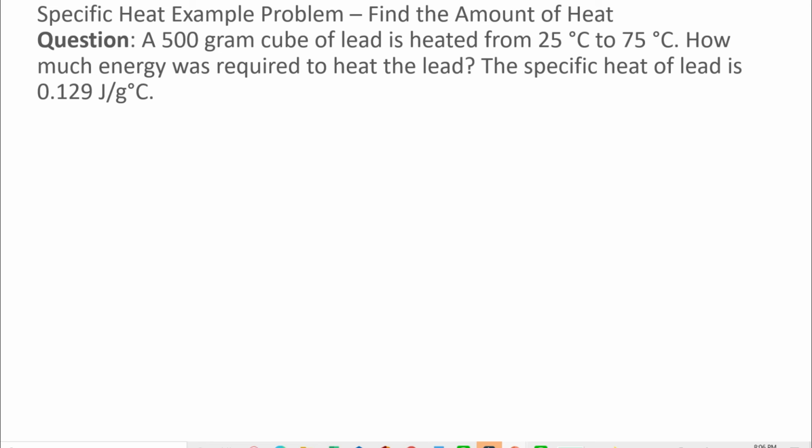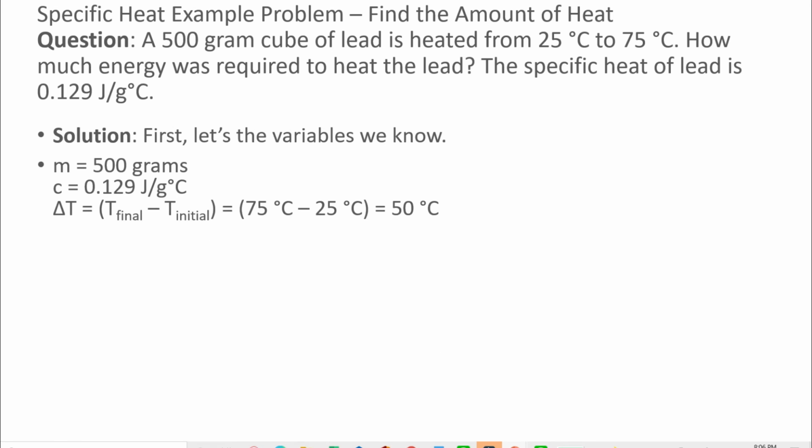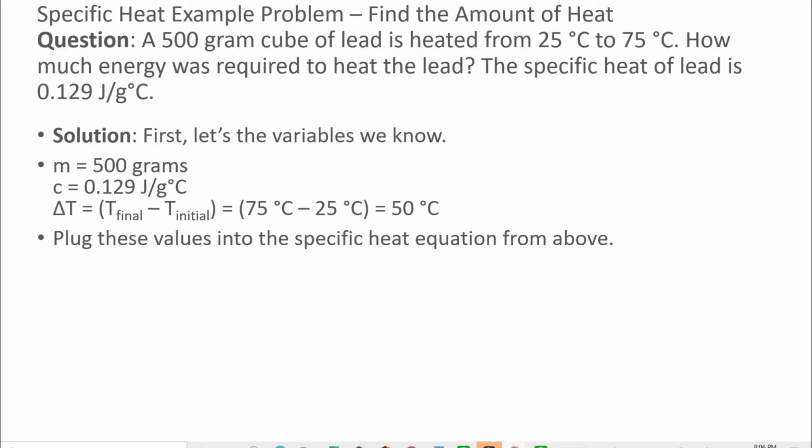Label your variables. So what do we know? Mass is 500 grams. c, which is the specific heat, is given to you, 0.129 joules per gram per degree Celsius. Delta T, you have to calculate. T final is 75 degrees. T initial is 25 degrees. Subtract them, you get 50. And normally delta T, we keep as a positive value.